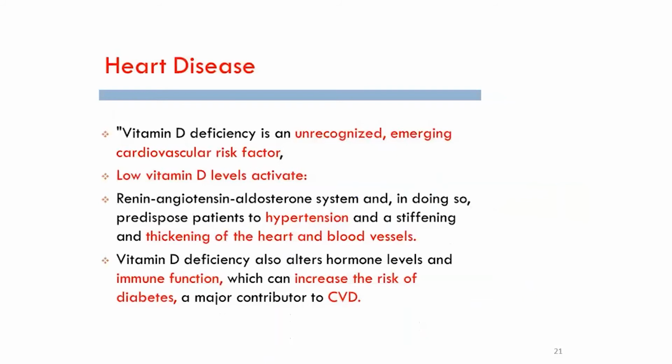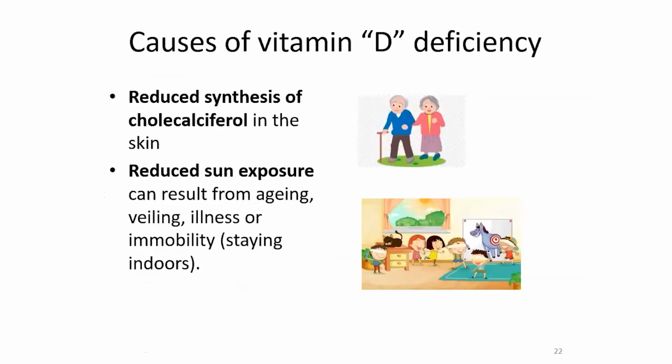A little bit of its effect is seen even on heart disease. Vitamin D deficiency is an unrecognized emerging cardiovascular risk factor. Low vitamin D activates the renin-angiotensin-aldosterone system, and in doing so, it predisposes patients to hypertension and a stiffening and thickening of the heart and blood vessels. Thus, vitamin D deficiency alters the hormone levels and immune function, which can increase the risk of diabetes, which is a major contributor to cardiovascular disease.